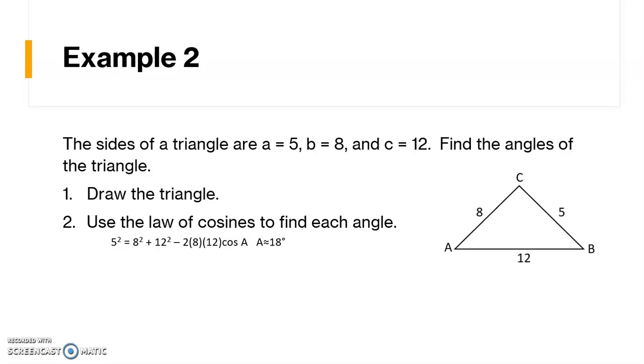Okay, we're going to try it again. This time, find angle C. I know I'm going out of order, but I'll write out the steps for angle C, I promise. Okay, angle C is across from the 12.